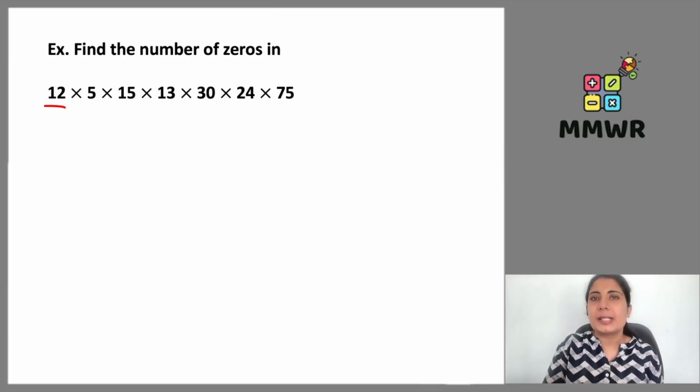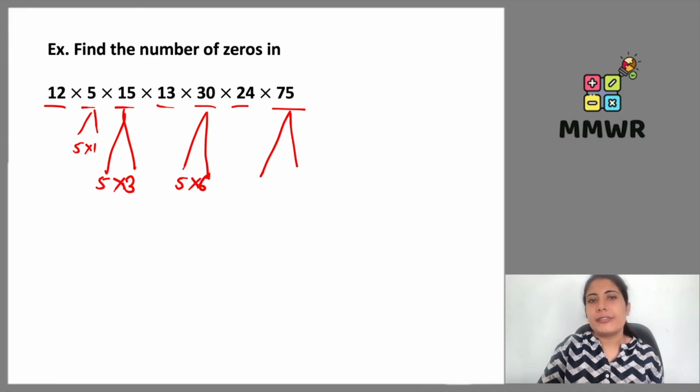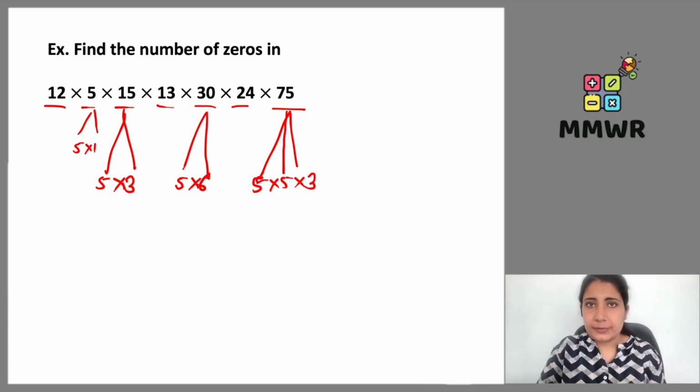Here we have 12 multiply 5 multiply 15 multiply 13 multiply 30 multiply 24 multiplied by 75. Quickly we are going to count 5s. How many are there? So this 5 can be written as 5 multiply 1. This 15 can be written as 5 3s are 15. And here we have 5 6s are 30. Here we have 75. So 5 multiply 5 multiply 3. 5 5s are 25, 25 3s are 75, right? So how many times I got 5? 1, 2, 3, 4, 5.